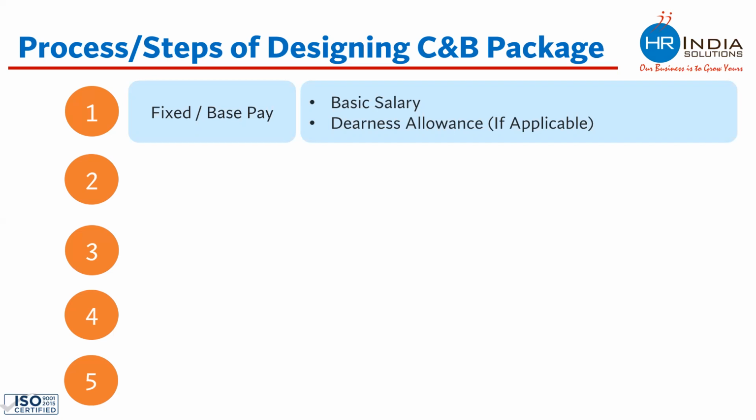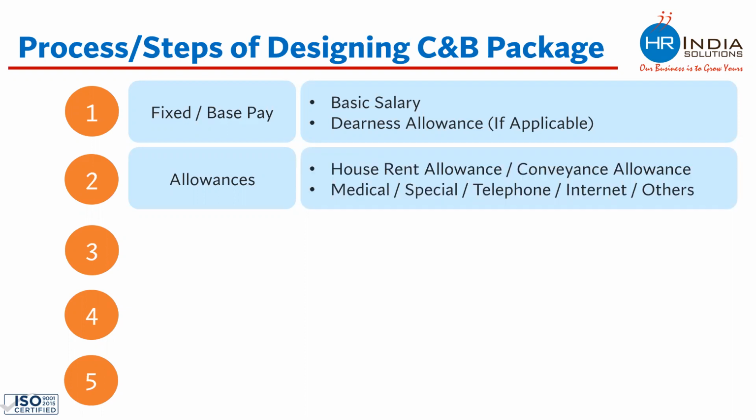Once you are done with this first step, the second step is working on allowances. You need to divide or distribute the rest of the salary into the allowances which your company is providing. Allowances can be in the name of house rent allowance, conveyance allowance, medical allowance, special telephone, internet, and other allowances. A company can go for any number or any kind of allowance which they want. You can go for makeup allowance. You can go for litti chokha allowance also. So allowances are purely a choice of the company. Whatever allowances you want to keep, you can go for that. So after deciding the basic salary, you need to divide the salary into the allowances which your company is providing.